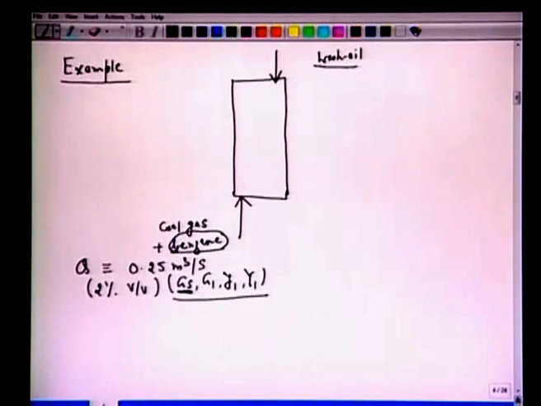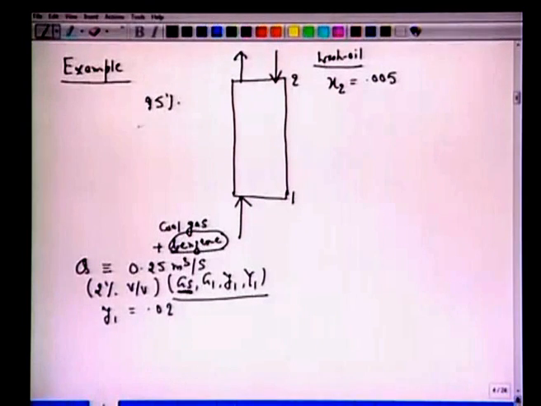This wash oil is not pure. In other words, if this location is 2 and this is 1 here, the oil contains a small amount of benzene. So the small x2 is given, the mole fraction is 0.005. Here it is 2% by volume, so y1 in this phase is 0.02. We have been told that 95% removal is required, so we want to reduce these concentrations, starting with 0.02 mole fraction, by 95%.